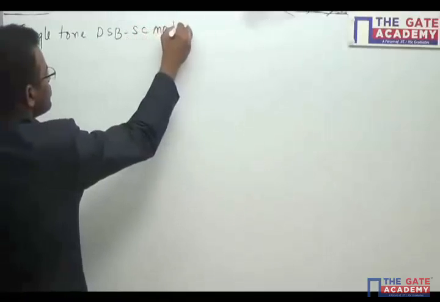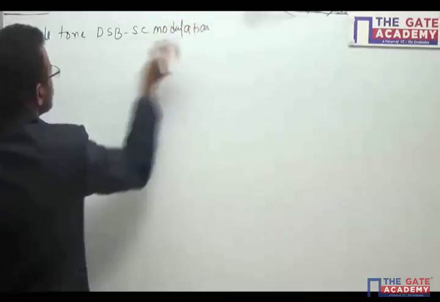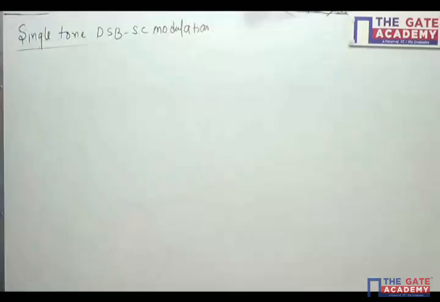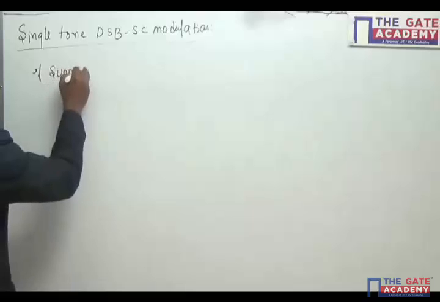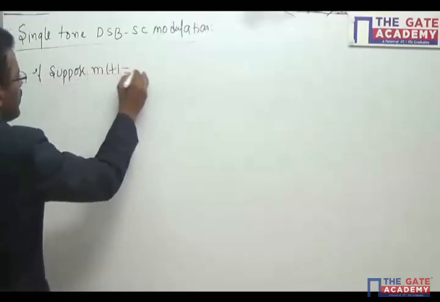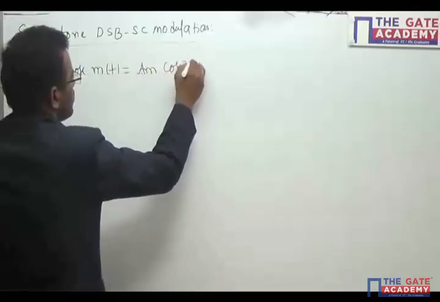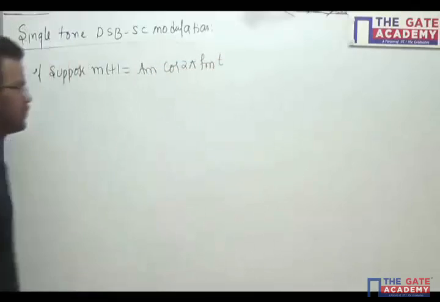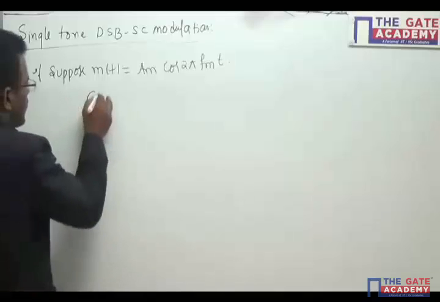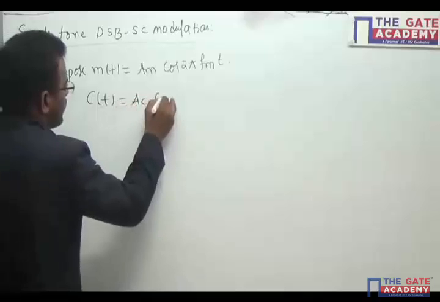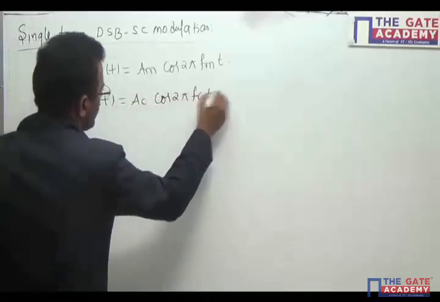DSBSC modulation. What is a singleton modulation I told? Suppose m(t) equal to Am cos 2πfmt, meaning the message signal is having only a single frequency component. The modulation corresponding to that message signal is called a singleton modulation. I told. What is the carrier? c(t) equal to Ac cos 2πfct.